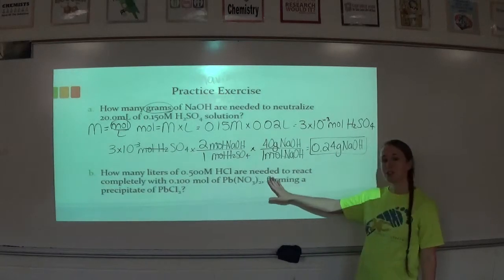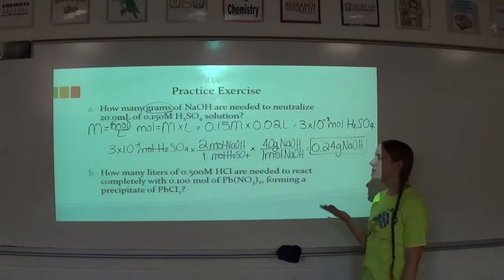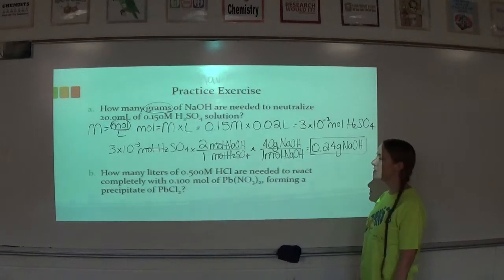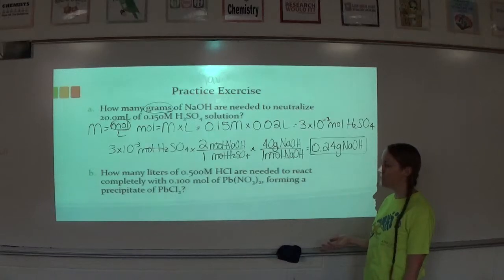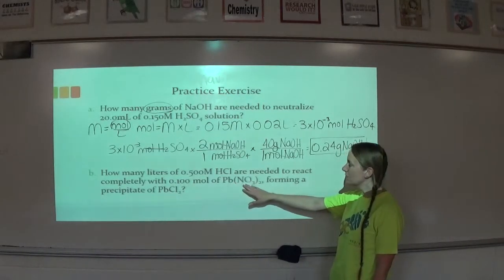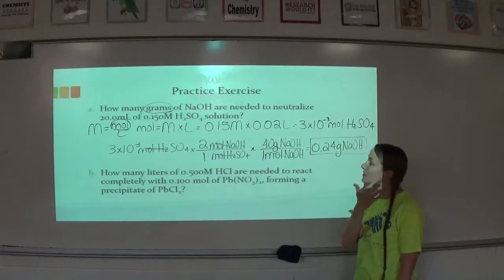All right, if you haven't paused yet and tried one, try the next one on your own, because the next one's a little different, so you never know, you might get it right. So it says, how many liters of 0.5 molar HCl are needed to react completely with 0.1 moles of PbNO3 forming a precipitate of PbCl2? All right, so we know we're starting with moles of PbNO3 and we are trying to get to our HCl.